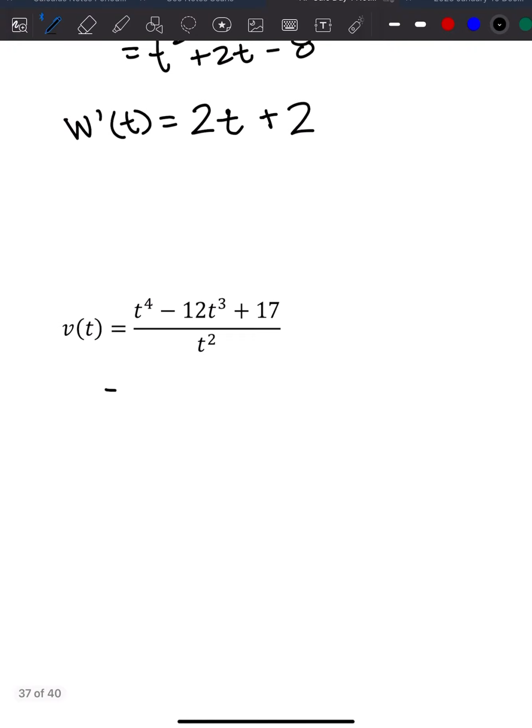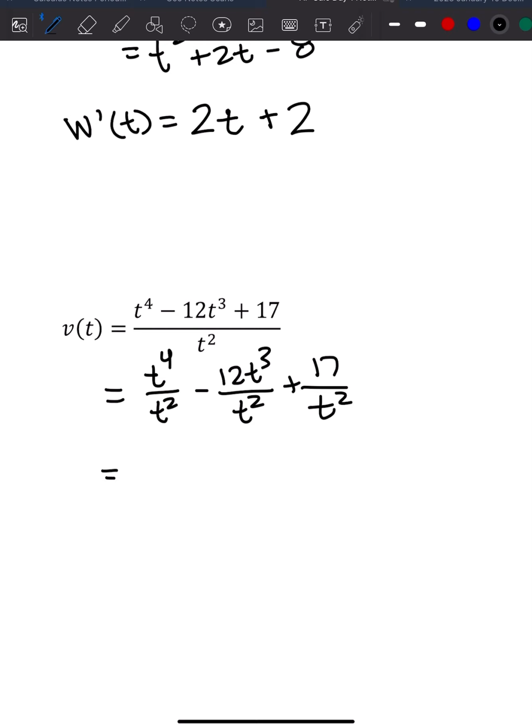Okay, and then our last one here is we're going to divide out t squared from everything before we take the derivative. So I really have t to the 4th over t squared minus 12 t cubed over t squared plus 17 divided by t squared. Well, t to the 4th divided by t squared is t squared, minus 12 t cubed divided by t squared. And then this last part, there's nothing that can divide out. So we're just going to go ahead and change it to that negative exponent. So we have 17t to the negative 2nd power.